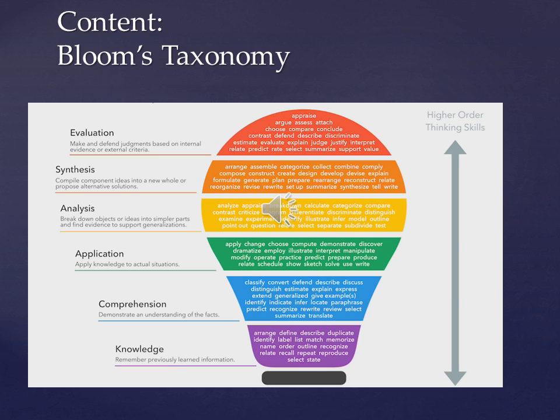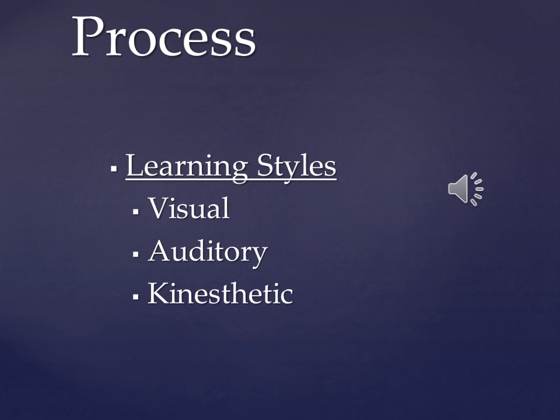The second way that we can differentiate our instruction is through process. Now, process basically is how you're teaching it. Okay? Content is what you're teaching. Process is how you teach it. So the easiest way to adapt here is to look at your learning styles. And we've talked about those before. You have visual, auditory, and kinesthetic.